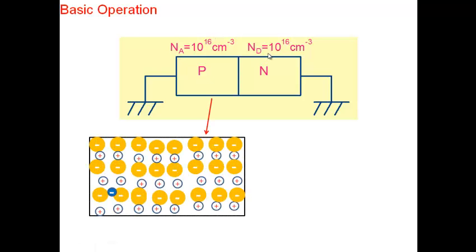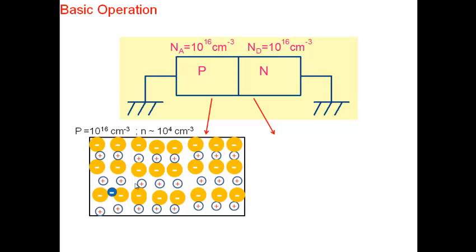In that case, we know the simple picture that we carry in our mind about P-type is that it is full of acceptor ions, negatively charged acceptor ions, along with holes. Because the doping is high, the hole density will be around 10 to the power 16, same as the acceptor density. The electrons would be ni squared divided by 10 to the power 16. ni squared is about 10 to the power 20. So n is about 10 to the power 4.